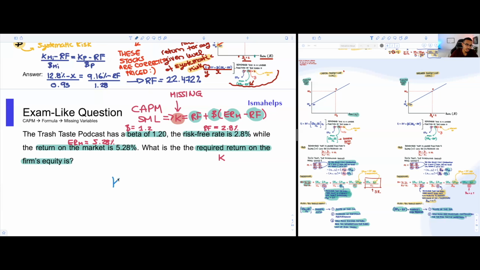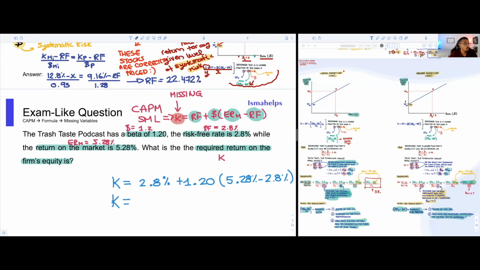So what we're going to do is K is going to be equal to 2.8% plus 1.20 times 5.28% minus 2.8%. Now, first time doing the question myself, we're going to plug this in within our little equation solver, and that's going to tell us exactly what the answer is. It's as easy as that.